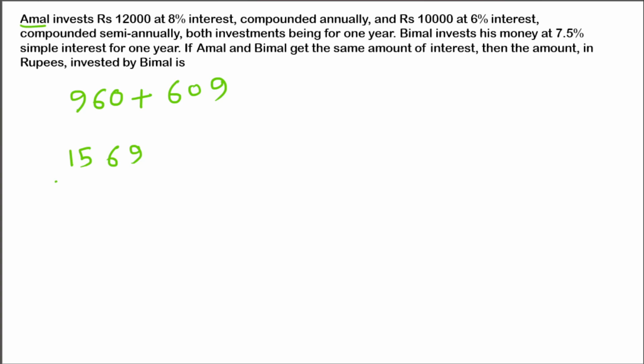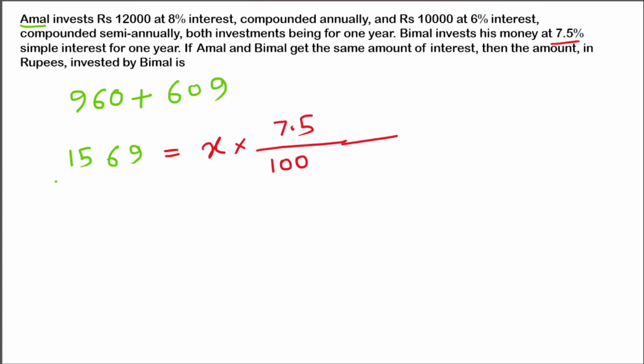Now what about the other person? The other person has invested some amount of his money. We will take it as X, and he has simply invested it at a simple interest rate of 7.5%. This is the interest rate, and because it is in percent, we divide it by 100. We have already divided by 100, so we don't need to divide it again. Sorry. So this is the amount.